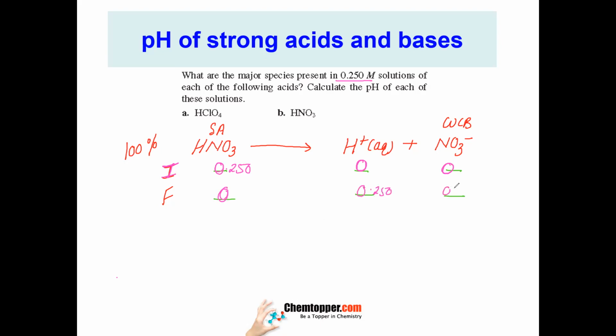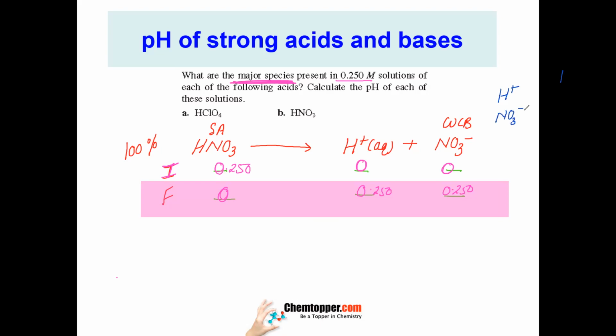0.250. 0.250. What are the major species? Name the major species in the solution. So you're going to focus on the final picture. Check the final picture. So what are the major species in the solution? H plus, NO3 minus. One is missing. Water. They all are present in water. It's aqueous. Sorry. Aqueous.